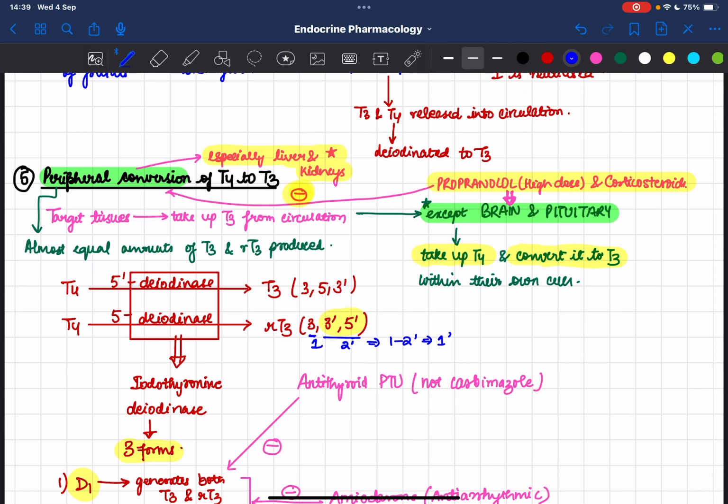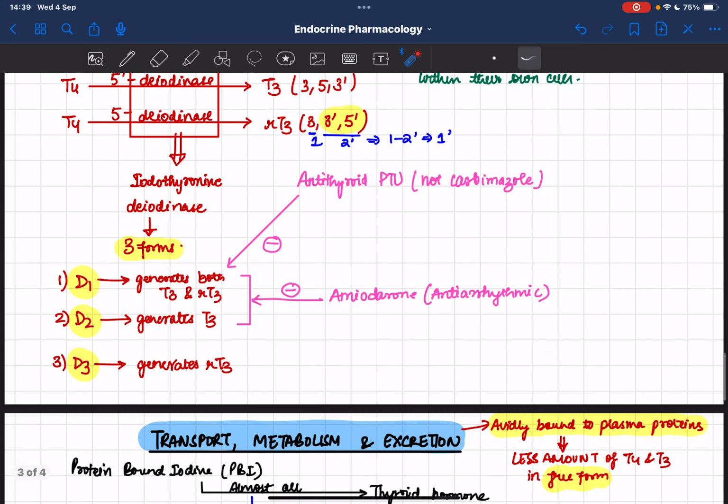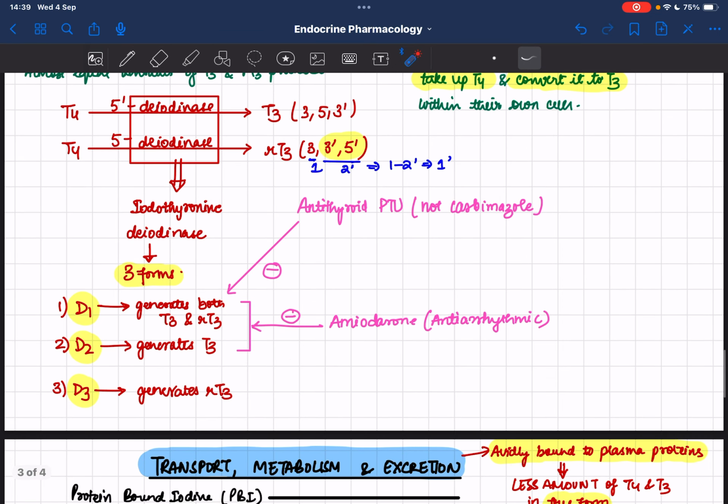Know that. Next up, coming to deiodinases, I already told you that there are different forms, 5 deiodinase and 5 prime deiodinase. These are known as iodothyronine deiodinases, which are actually in three forms, D1, D2, and D3. D1 will generate both T3 and RT3. It means it has activity of both 5 prime deiodinase and 5 deiodinase. D2 will generate T3. That means it has activity of 5 prime deiodinase. And D3 will generate RT3. That means it has activity of 5 deiodinase.